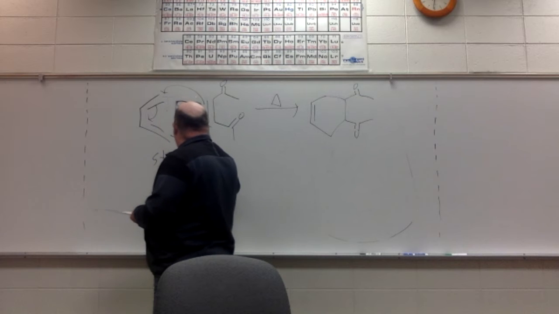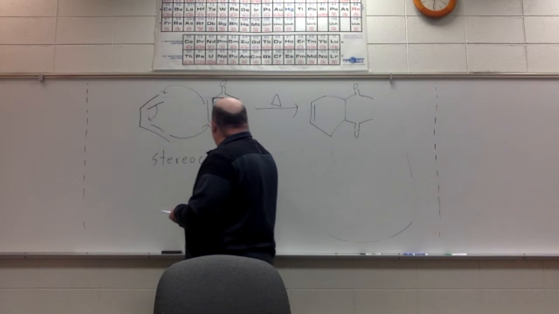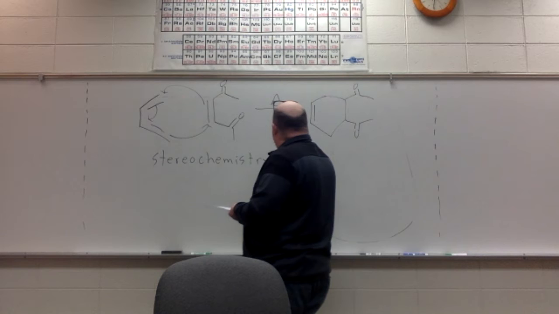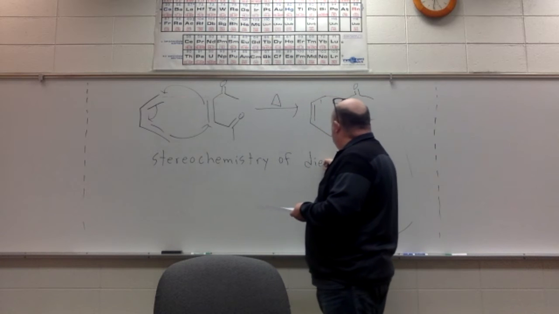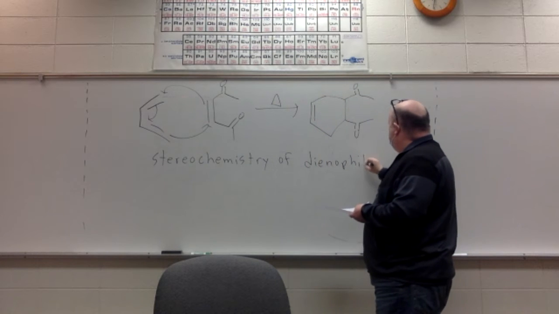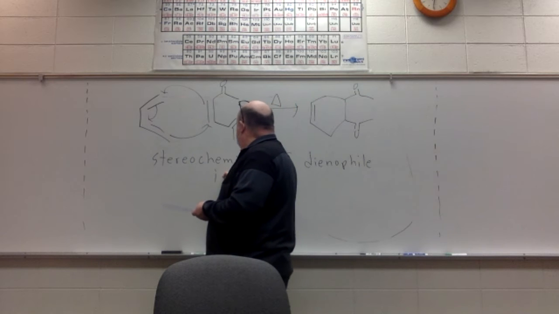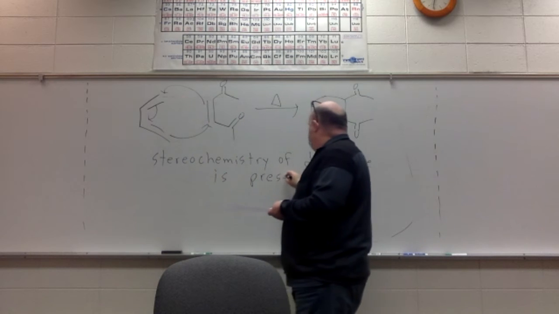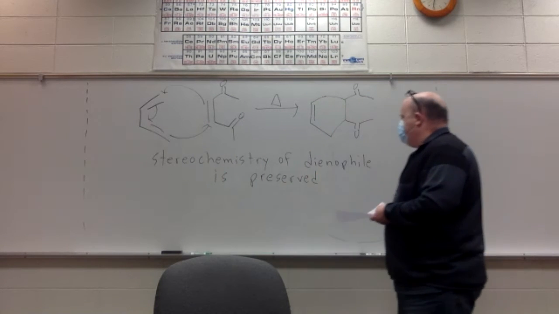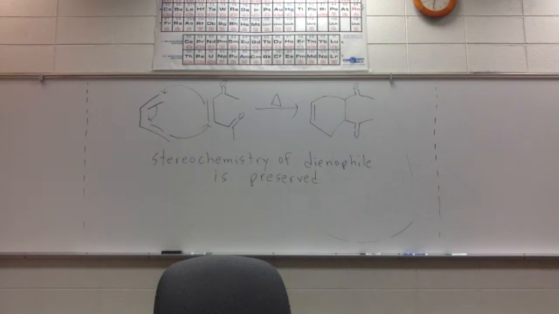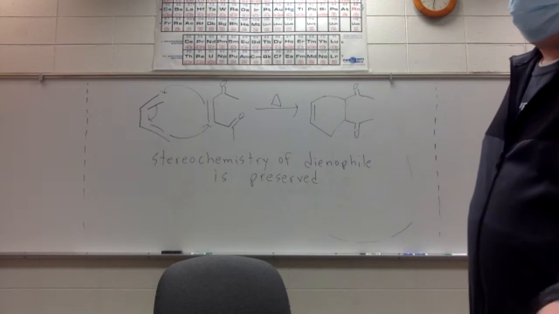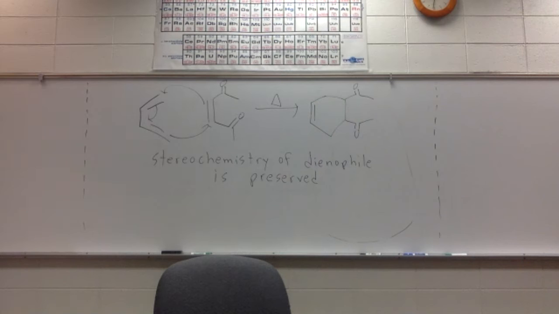So here's a rule. Stereochemistry of your dienophile is preserved. That is our guideline. Stereochemistry of your dienophile is preserved. That means if you had a cis arrangement in your dienophile, it's going to be cis in your product. If you had a trans arrangement in your dienophile, it's going to be trans. All right. What did you have in your dienophile? Cis or trans in this case? You had cis, right?